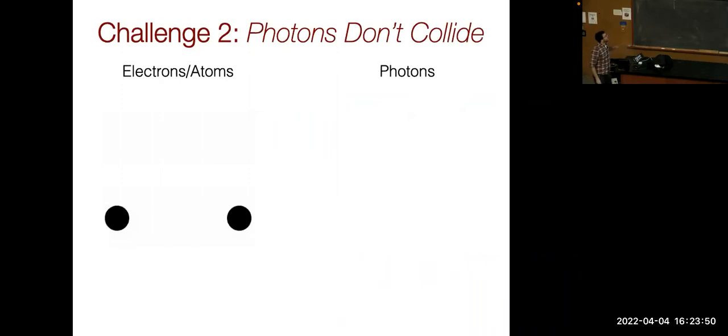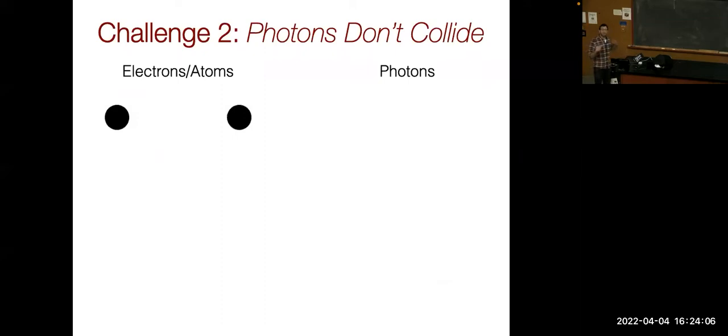We've only got a couple more challenges and then we're done and we can all go get dinner. Challenge number two, if I have two electrons and they come towards each other, when they get close, they collide and bounce off. You like that CGI? That's George Lucas. He made that for me.